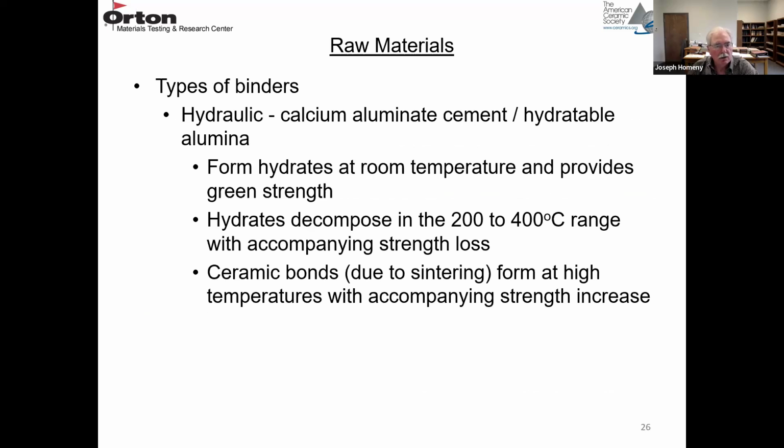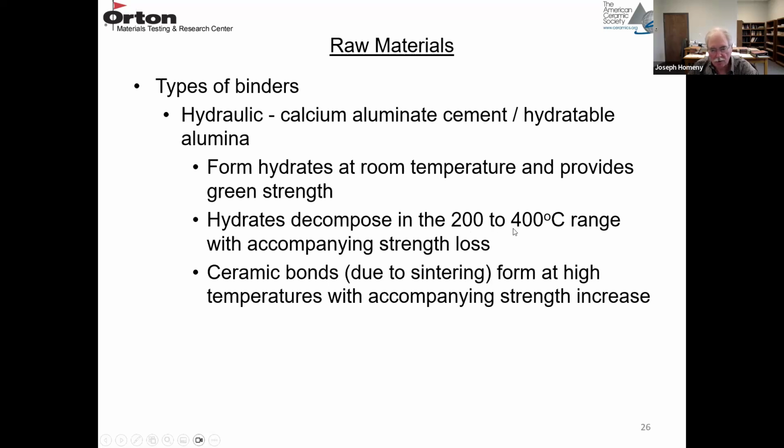So those are the general types of materials that are used to make up monolithics. So I'd like to go into some detail on some of these. Again, the calcium aluminate cement is the most common binder. So it's a hydraulic binder. There's also hydratable alumina. That's a hydraulic binder. So whether it's a calcium aluminate cement or hydratable alumina, they're going to form hydrates at room temperature. That provides the green strength for the monolithic material. But then they're all going to decompose. These hydration products will decompose.